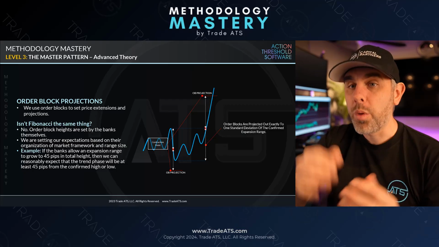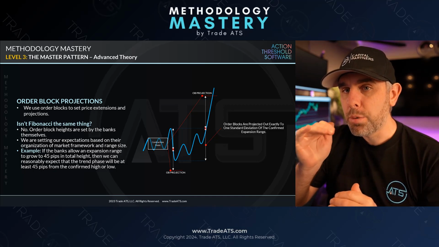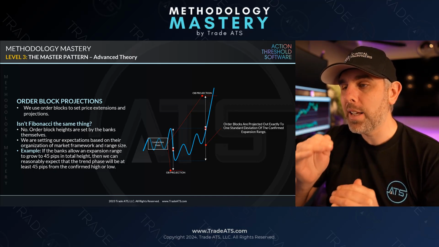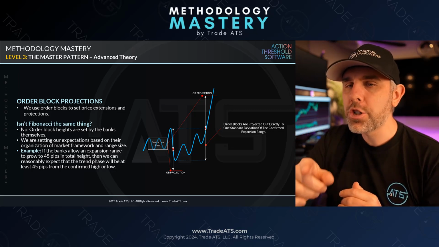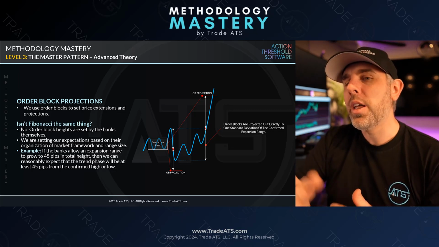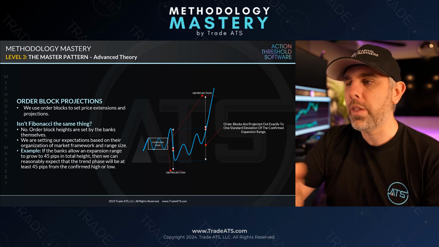size. Now, the reason it's important to take that size is because the market makers are setting the range. They set it from the contraction, they set it through the multi-leg expansion. So that 100% projection based on the expansion range size is their exact measurement, because it is the limits that they have allowed the expansion to move within.